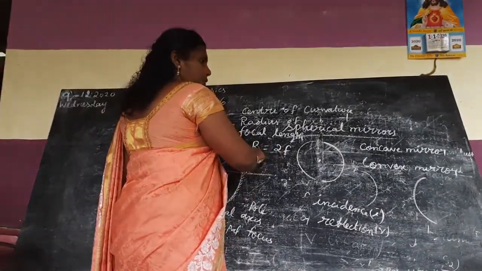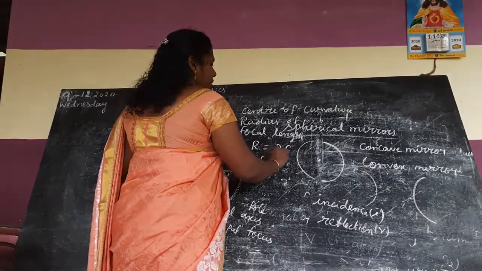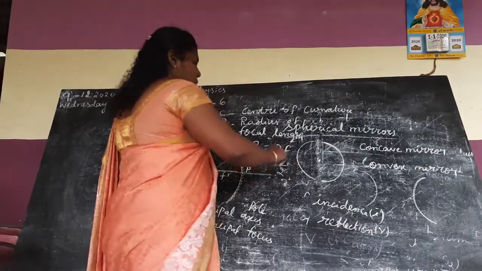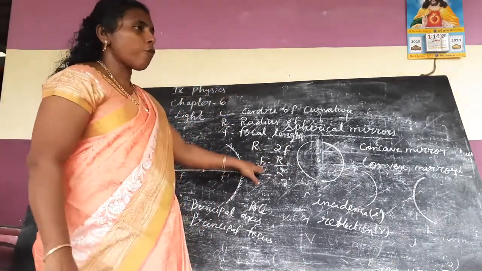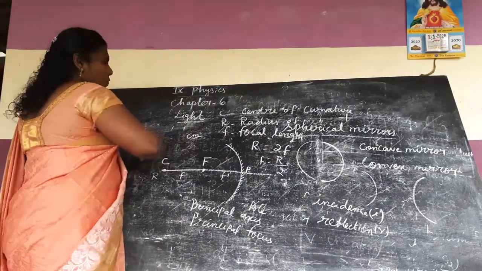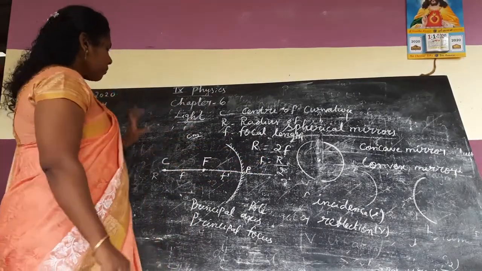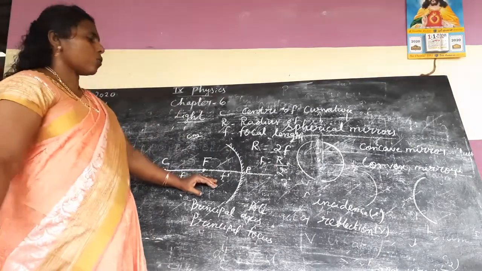Suppose your radius of curvature is given and you have to find the focal length, just write f equal to R divided by 2. Just divide, and you will get the focal length. What is the unit of focal length? Centimeter is the unit. All of you understand? So this much all the students should know.